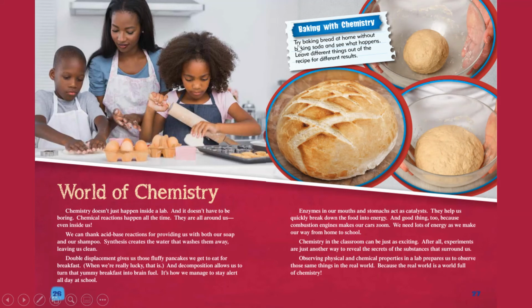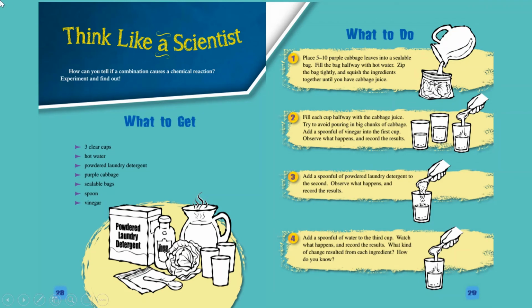Baking with chemistry. Try baking bread at home without baking soda and see what happens. Leave different things out of the recipe for different results. Think like a scientist. How can you tell if a combustion causes a chemical reaction? Experiment and find out.